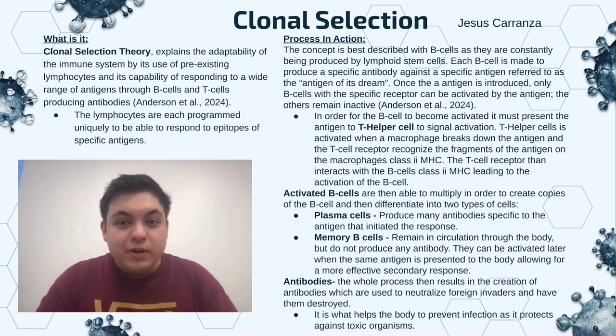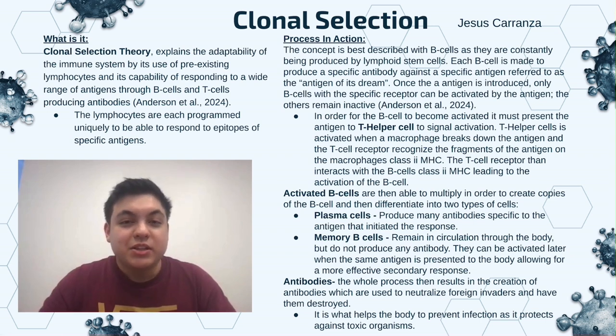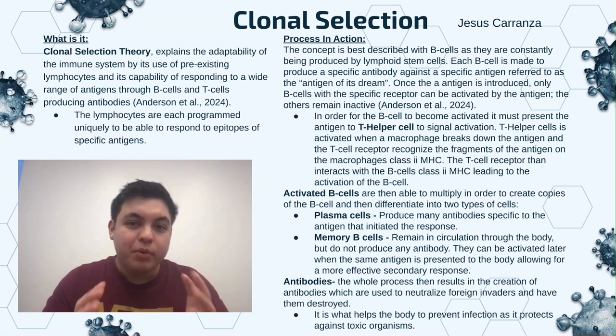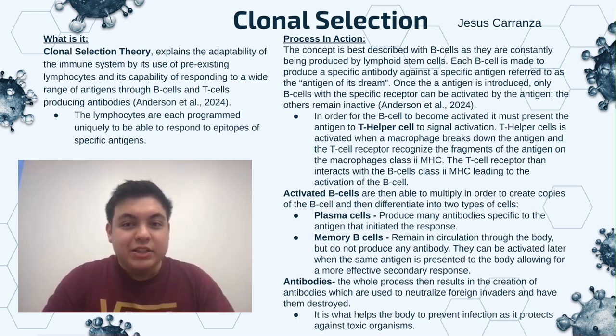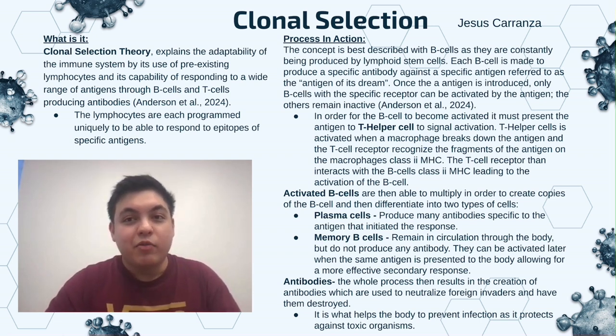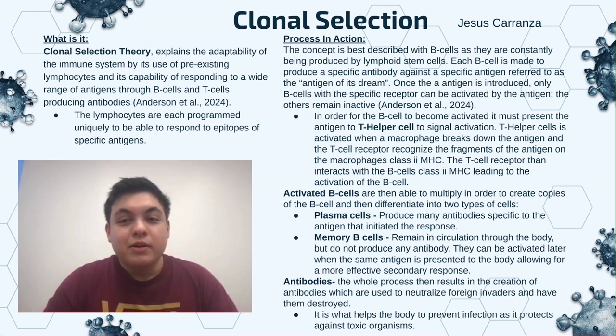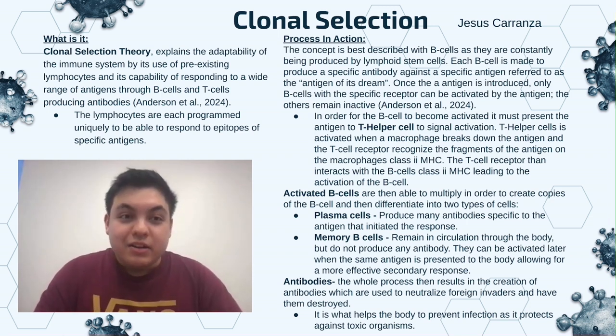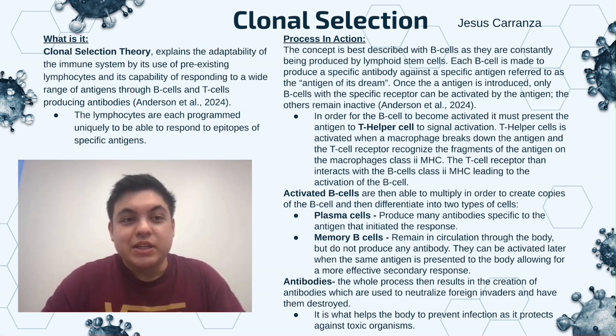In order to do this though, it needs help from the T helper cells, which signal its activation. The T helper cells are activated when a macrophage breaks down the antigen, and then it becomes pieces that the T helper cell can recognize, and then it can be used in order to attach the T receptor onto the B cell's class 2 MHC. This is what activates the B cell specifically, which is why it needs the T helper cells in order to activate properly.